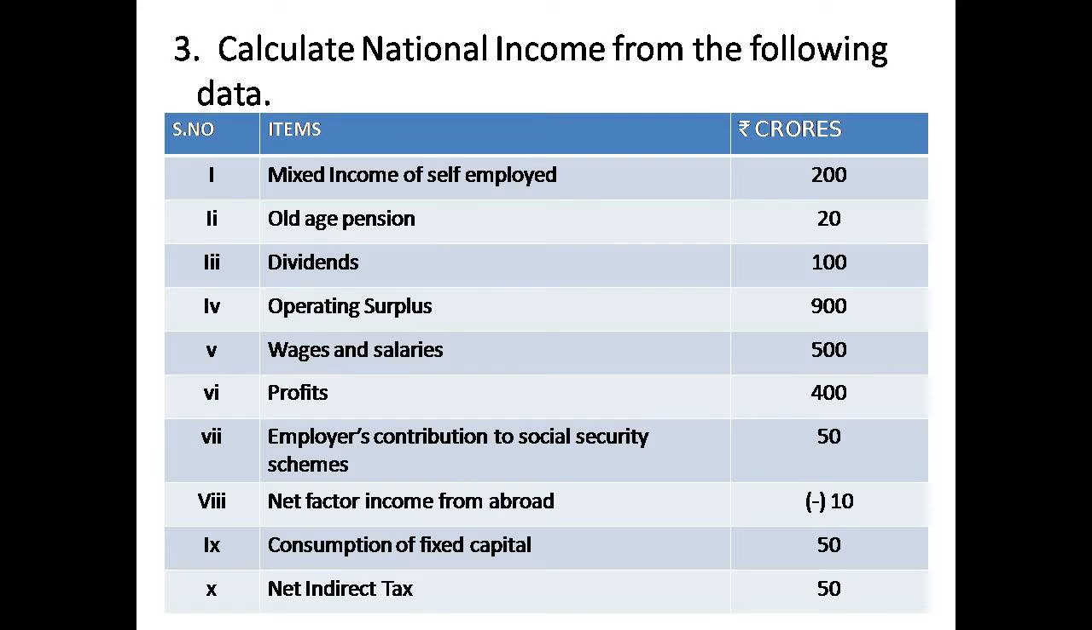Mixed income of self-employed is given, so MI is there. Operating surplus is given, OS is there. But they have not given COE. Instead, they have given two components of COE. What are they? One is wages and salaries. Another one is employers' contribution to social security schemes.